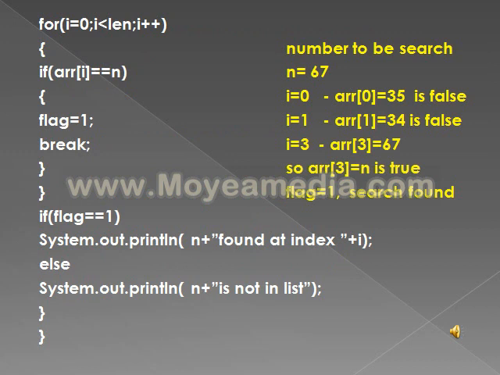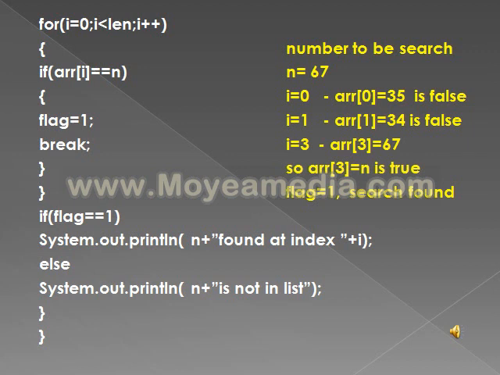So look at the for loop: i is equal to 0, i less than len, i plus plus. Initially i is 0 and len is 10, so the condition is true and it is getting into the for loop. We have one if condition, that is array of 0 is equal to n. The number to be searched here is 67, so n is 67. So is a of 0 equal to 67 or not? But a of 0 is 35, so the condition is false. So it keeps on incrementing until the condition becomes true.